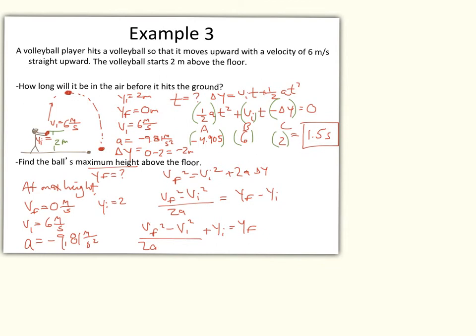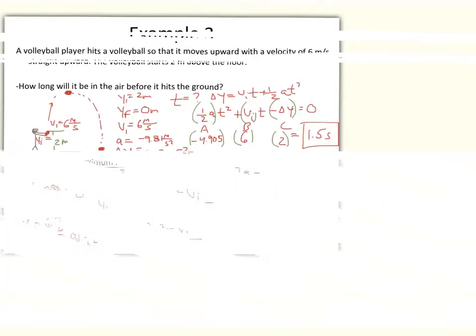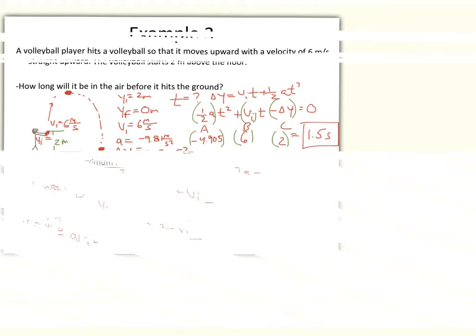So what is my V final squared? My V final is 0. All right. 0 minus my V initial, that's 6 squared. That's on top. Down at the bottom right there, 2 times negative 9.81, definitely true. Plus my y initial, so that's plus 2 meters equals my y final. And so what do we get? So it's negative 36 on top, I know that for sure. Negative 36 divided by 2 times negative 9.81. All right, and then I'm going to add the 2 meters we started with.